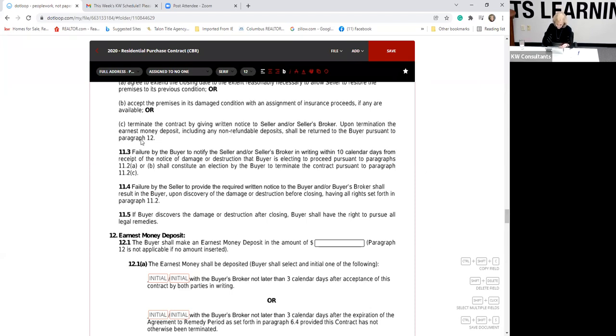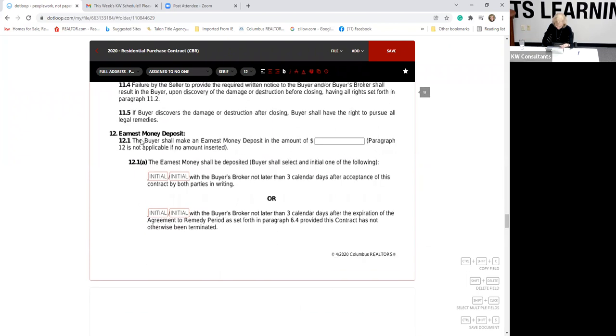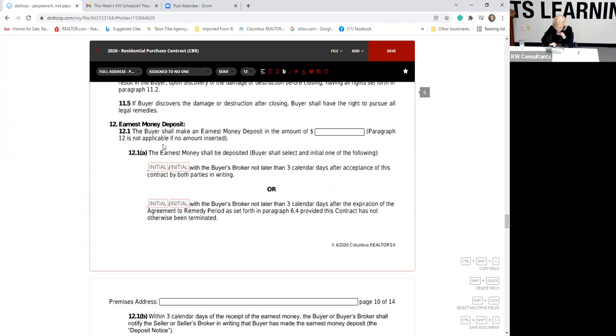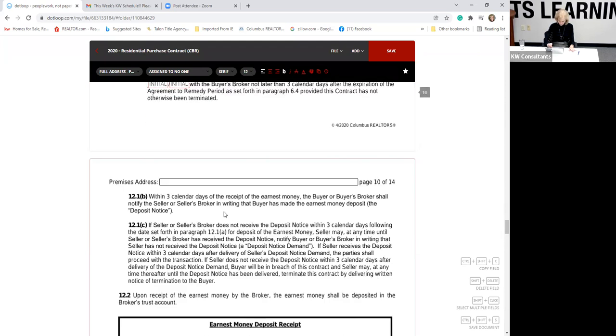Earnest money deposit. You can put in there, let's say it's $1,000. You can do it within 3 calendar days after acceptance of the contract by both parties agreeing, or you can do it 3 days after the expiration of the agreement to remedy period. I almost always do number 2, but then your buyer can decide what they want to do.